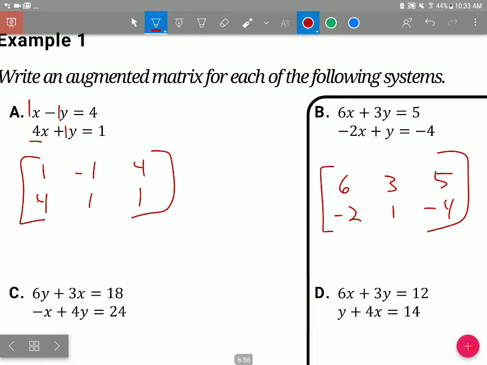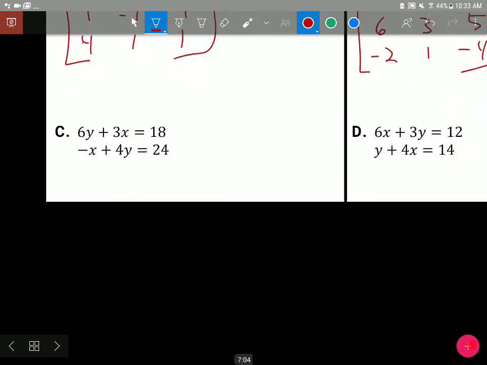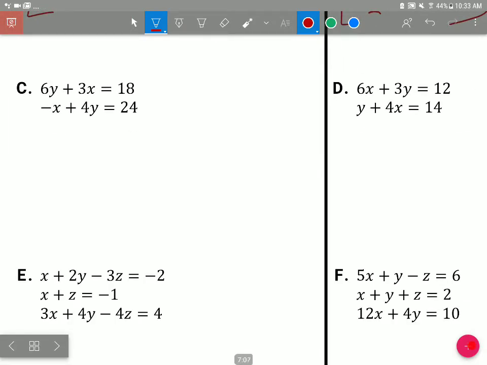All right. Now, a few tips and tricks to look at, like letter C. Does anybody see a problem with letter C? Well, are my X's lined up and my Y's lined up? No. You've got to get them all in order. So the first one is out of order, so I'm just going to switch them. I'll put the 3 first, then the 6, then the 18. Okay? Do I need to mess with the second one? No, because I put the first one in that order. The second one is already done.